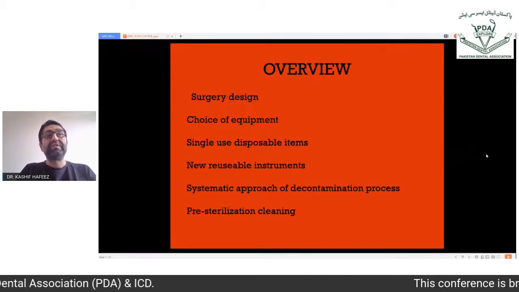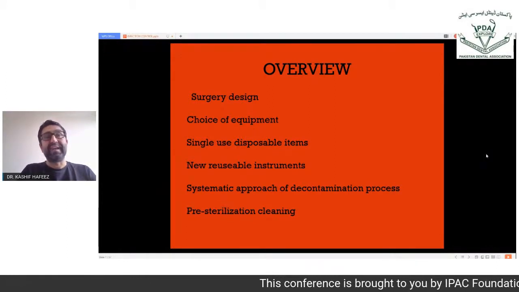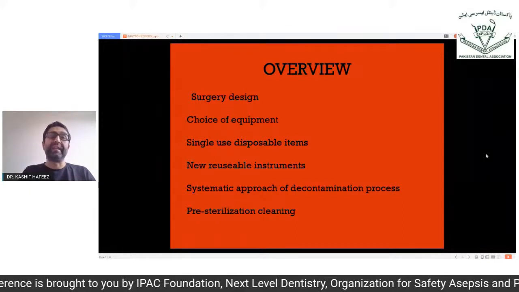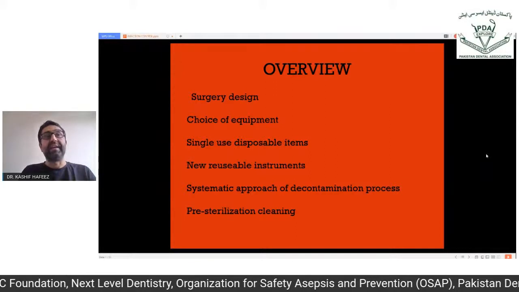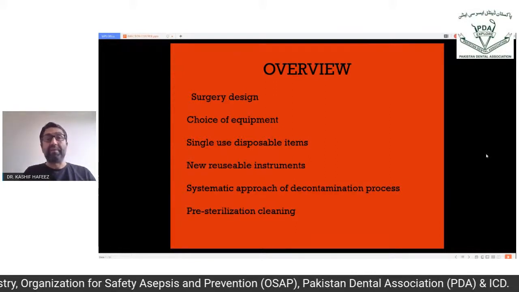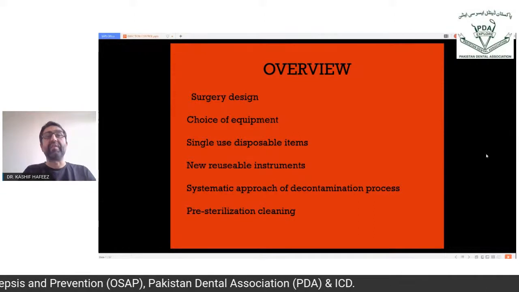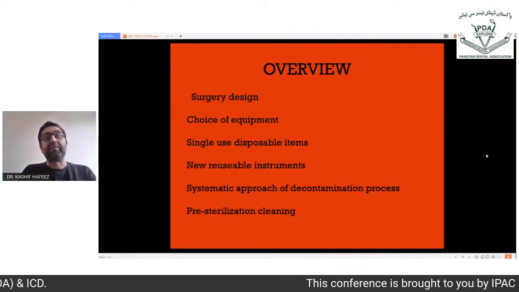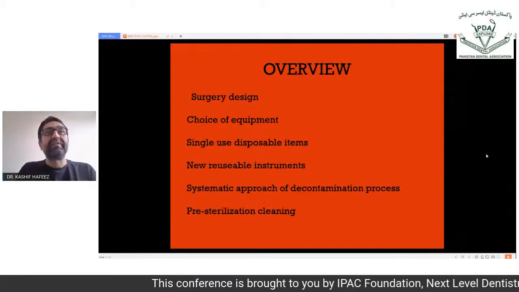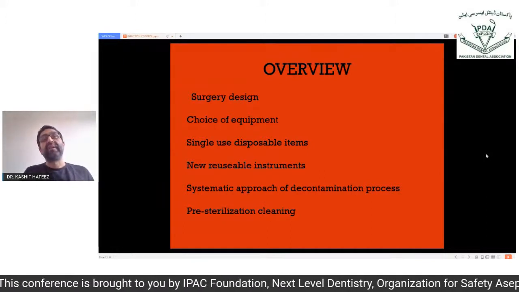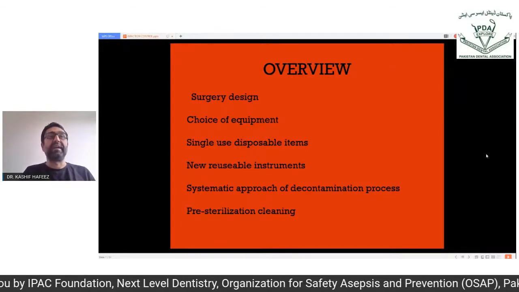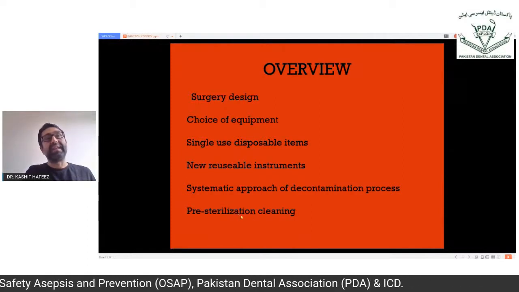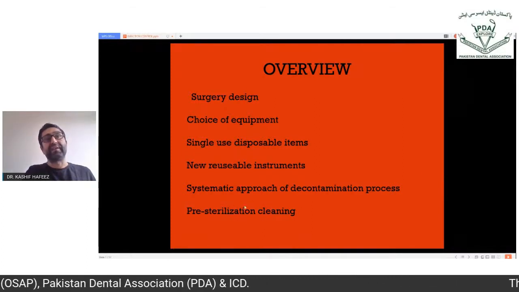Wherever possible, use single-use disposable items, and that is recommended. Reusable instruments have to be properly sterilized. And you should be aware of the information regarding what you do with endo files, so that they're not reused. They are single use. Use a systematic approach for decontamination processes. We'll go through the flow chart in a bit, and pre-sterilizer cleaning, guys. This is very important in cross infection and disinfection.